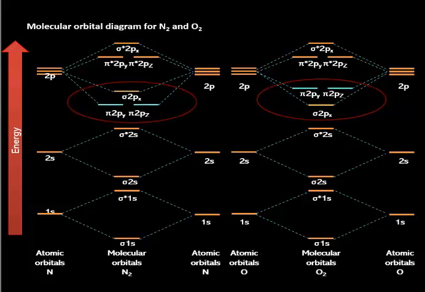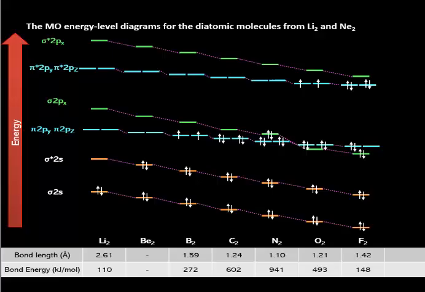Molecular orbital theory not only helps us understand bonding but also reveals why small changes in orbital energies lead to such big differences in chemical behavior. Hope you find this explanation useful.